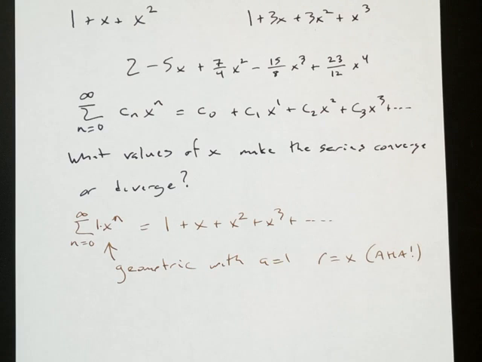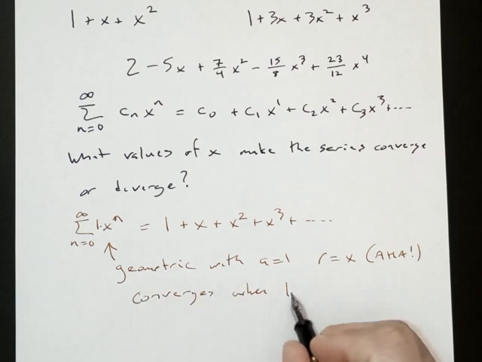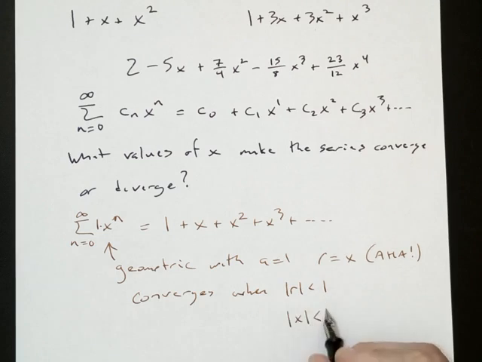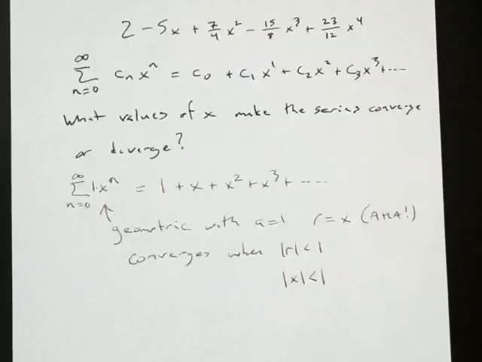Yes, but actually if r is greater than or equal to 1, it diverges. So this only converges if the absolute value of r is strictly less than 1. Hey, wait a minute, r is x. So that means this converges when the absolute value of x is less than 1. I just found a whole collection of x's where I know this is going to converge. And because it's geometric, I know what the total is.